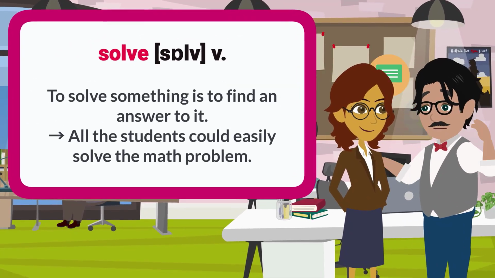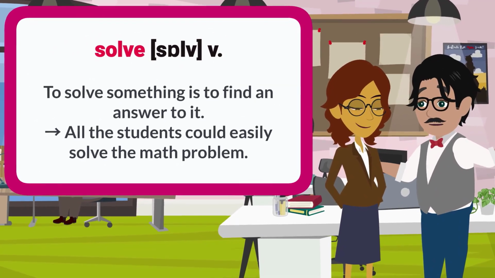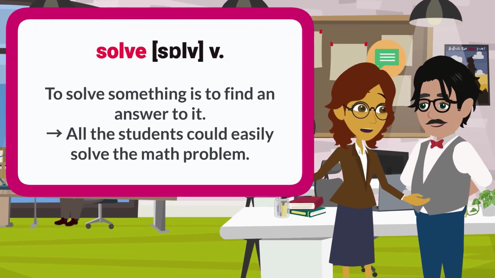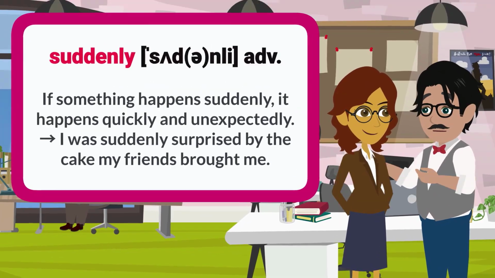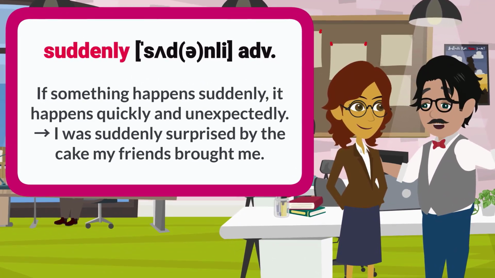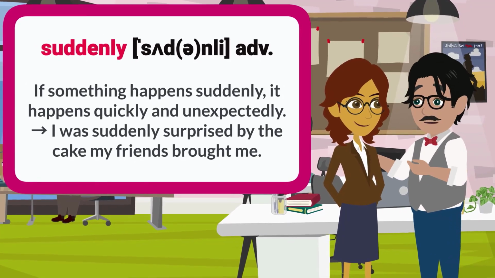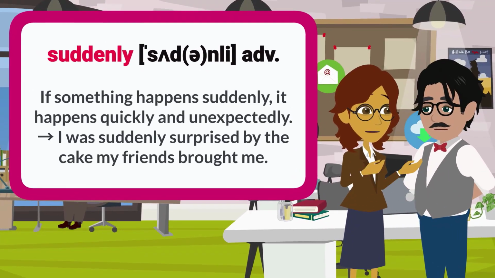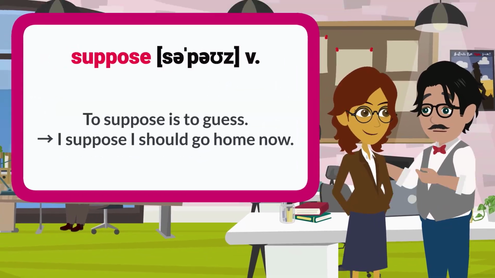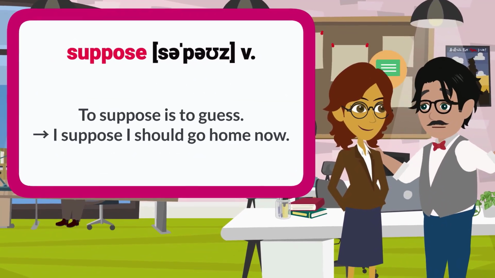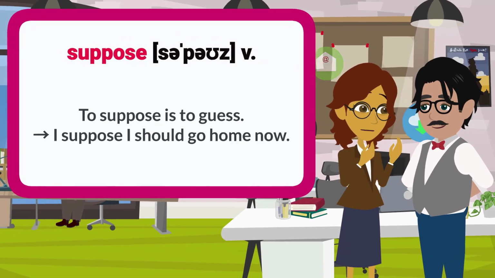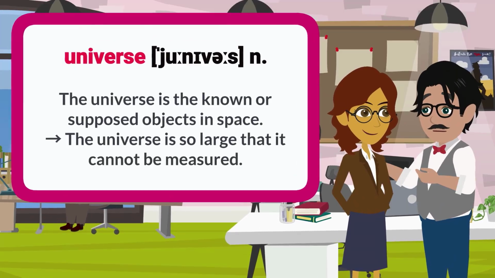Solve. To solve something is to find an answer to it. All the students could easily solve the math problem. Suddenly. If something happens suddenly, it happens quickly and unexpectedly. I was suddenly surprised by the cake my friends brought me. Suppose. To suppose is to guess. I suppose I should go home now.